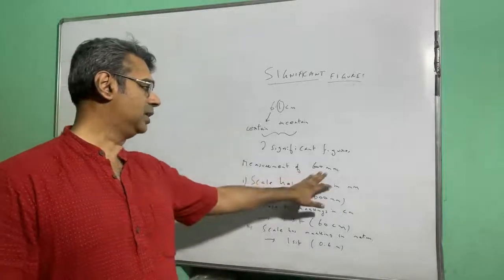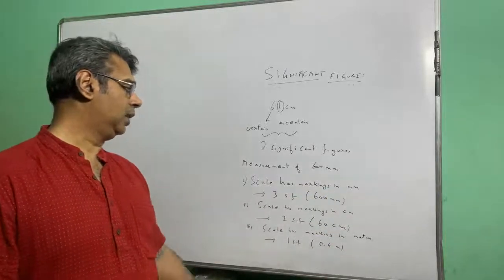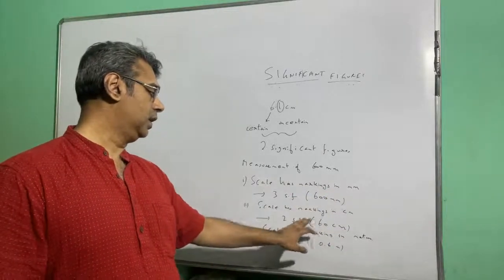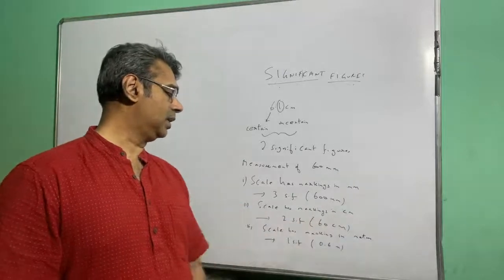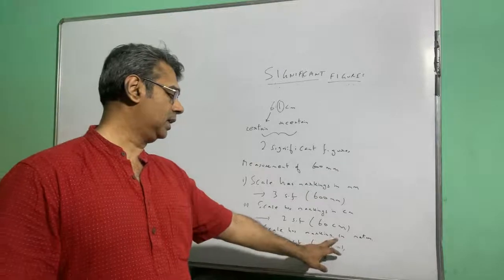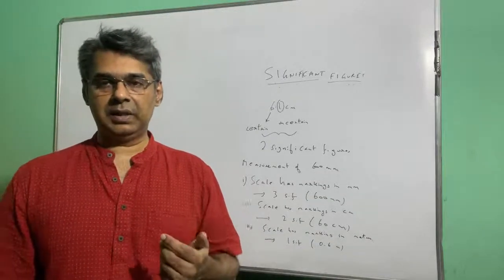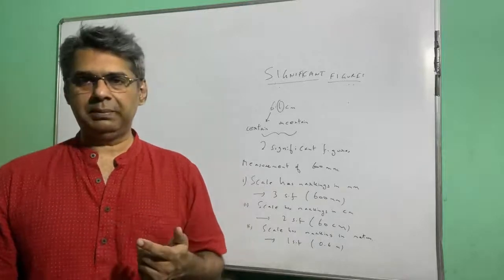When I am measuring 600 millimeter with a scale whose markings are in millimeter, then there are three significant figures. When I am using a scale whose markings are in centimeter, then two significant figures. And when I am using a scale whose markings are in meter, then one significant figure. That means we are getting three different answers for the same measurement.